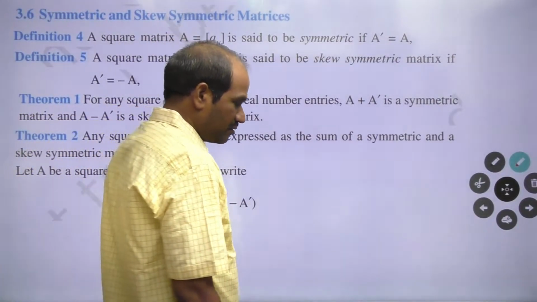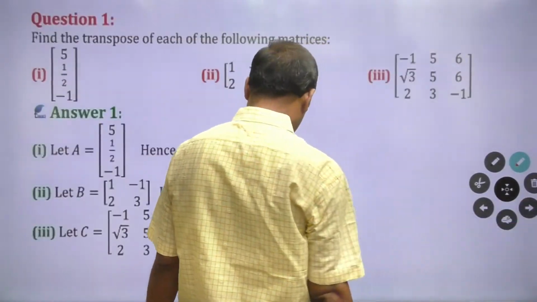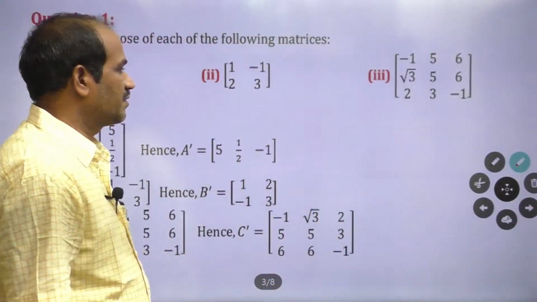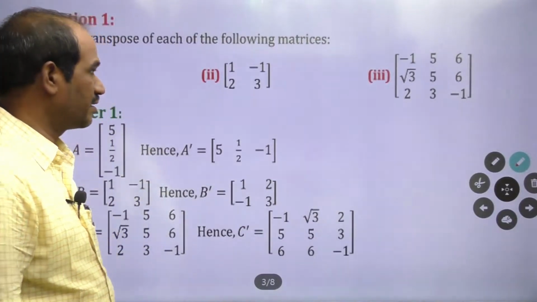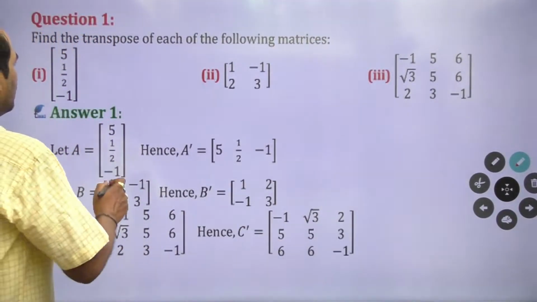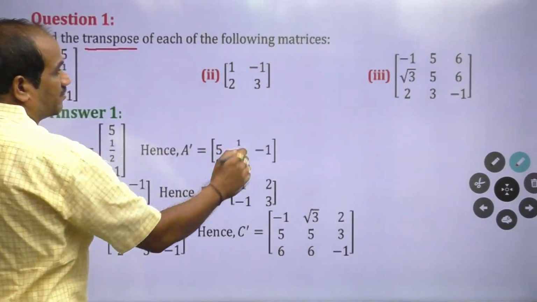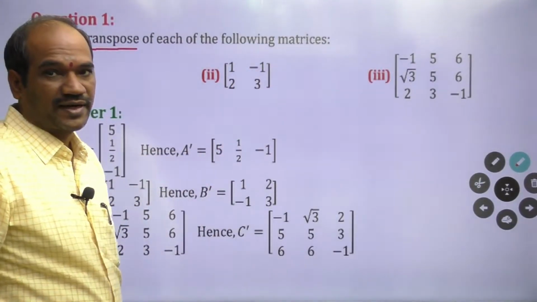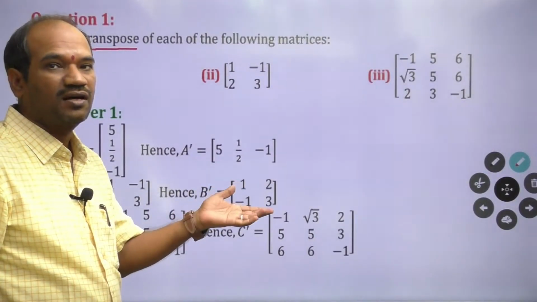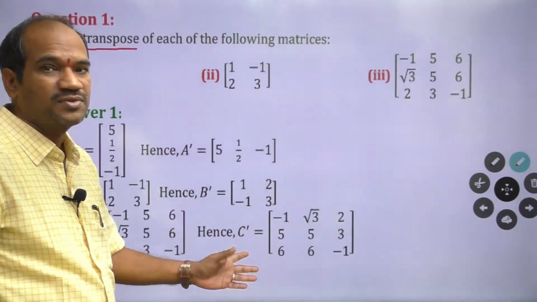Okay, next. See here in this next one, first question: find the transpose of each of the following matrices. Transpose means interchanging rows into columns.